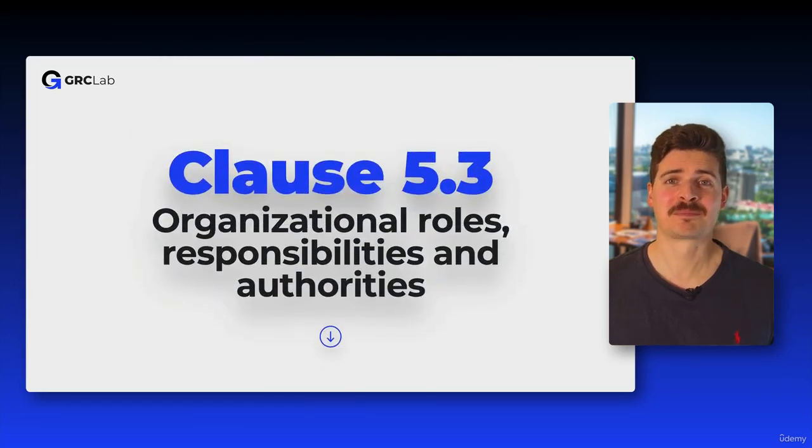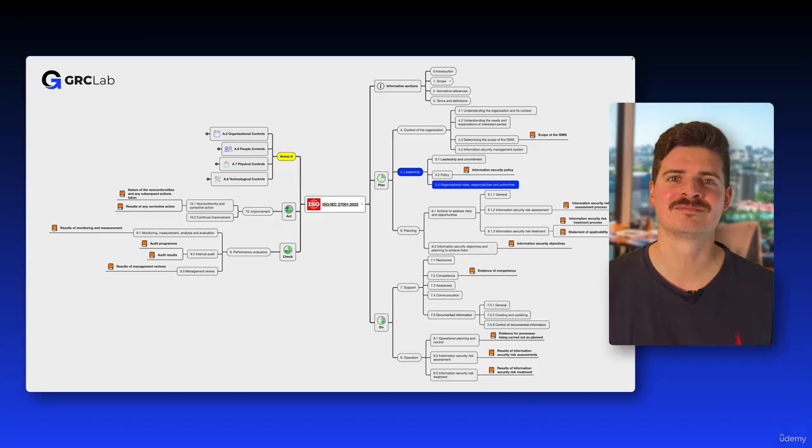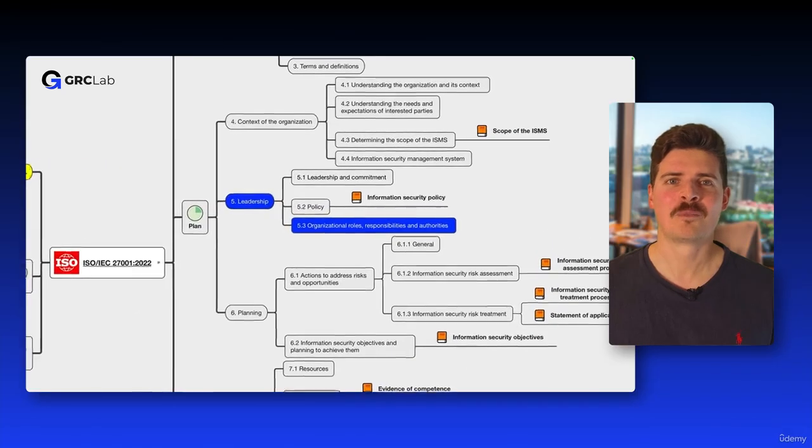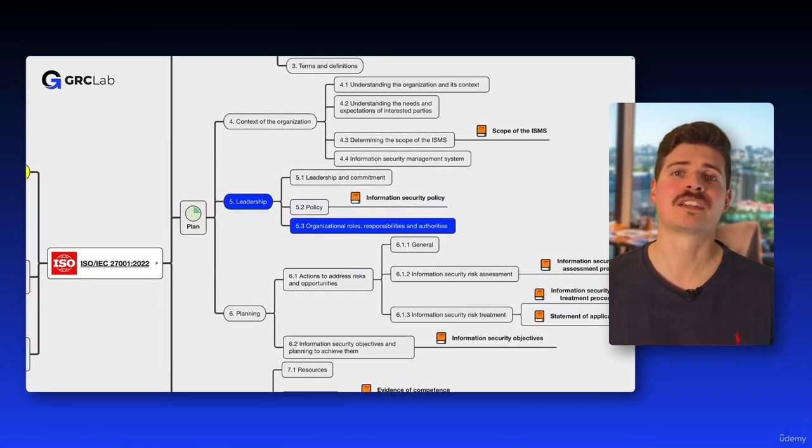Another key requirement that has to be carried out by top management, or at least partly, is described in subclause 5.3 Organizational Roles, Responsibilities and Authorities. Now, this requirement can be found under clause 5 of Leadership, so it's in the same section as the previously discussed 5.1, which was about leadership and commitment.